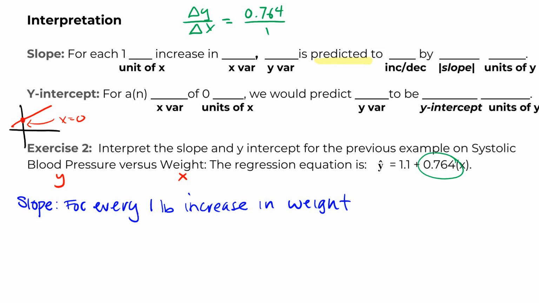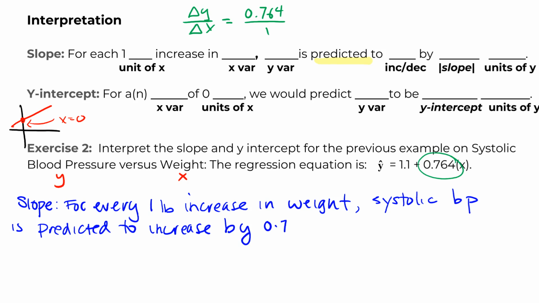And obviously there are other ways to say this. You could just say every pound gained, or every time your weight increases by 1. You don't have to use this exact setup, but it needs to be something about change in x being 1. So for every 1 pound increase in weight, our y variable, which is systolic blood pressure, is predicted to, and since it's a positive slope, we're going to say increase by 0.764, and then our units for systolic blood pressure were millimeters mercury. So there's our slope interpretation.